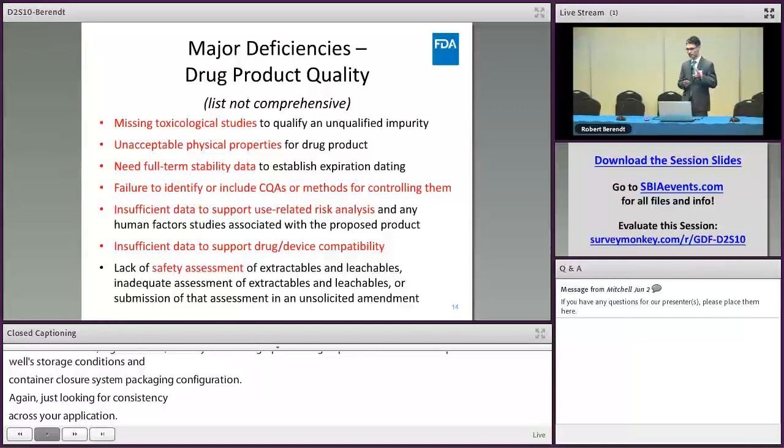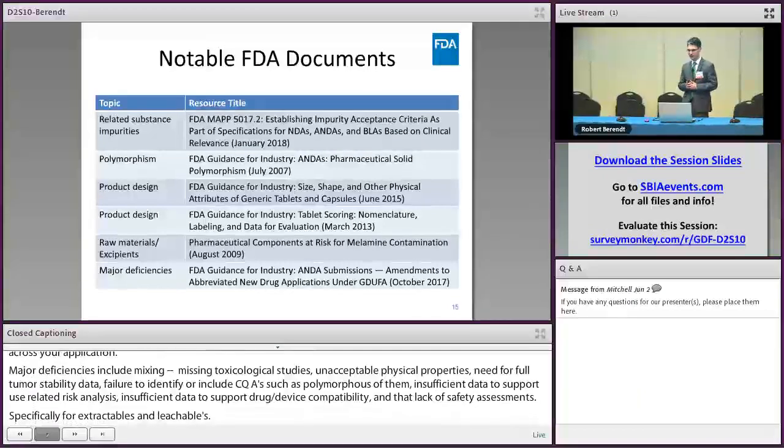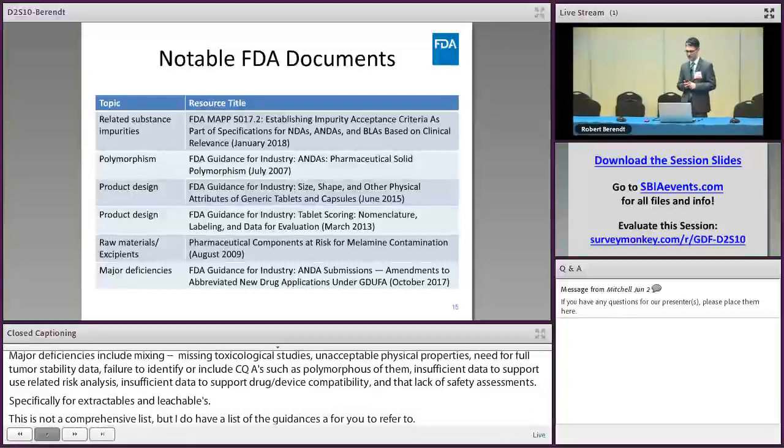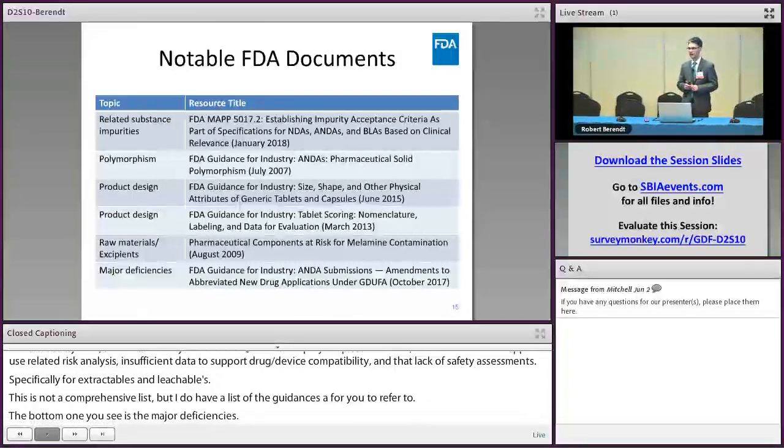So this is not a comprehensive list, but I do have a list of guidances for you to refer to. And the bottom one you see is a list, it has major deficiencies in it. It's the FDA guidance for industry and submissions, amendments to ANDAs under GDUFA. And there you'll find major deficiencies not only for drug product quality, but for all of the disciplines associated with ANDAs.